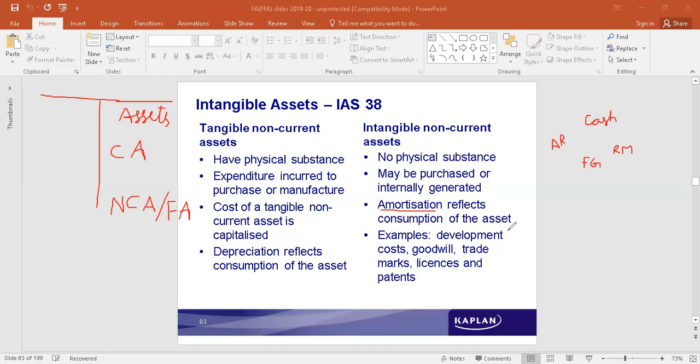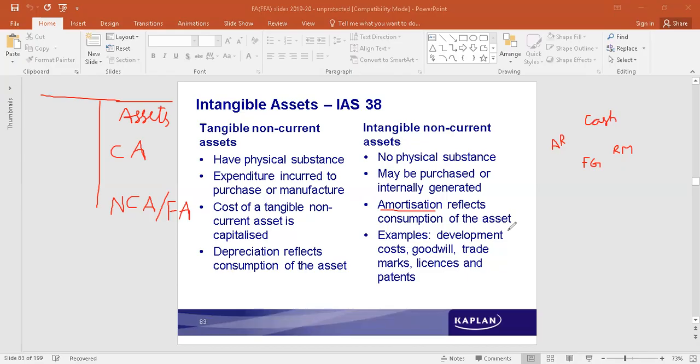Now, what are the examples of intangible assets? When there is no physical form, why are we calling it an asset? There is nothing that can be seen. Because of the economic benefit that can be derived out of these transactions, we refer to them as assets, and the benefit can be derived for a longer period of time, therefore they fall under non-current assets.